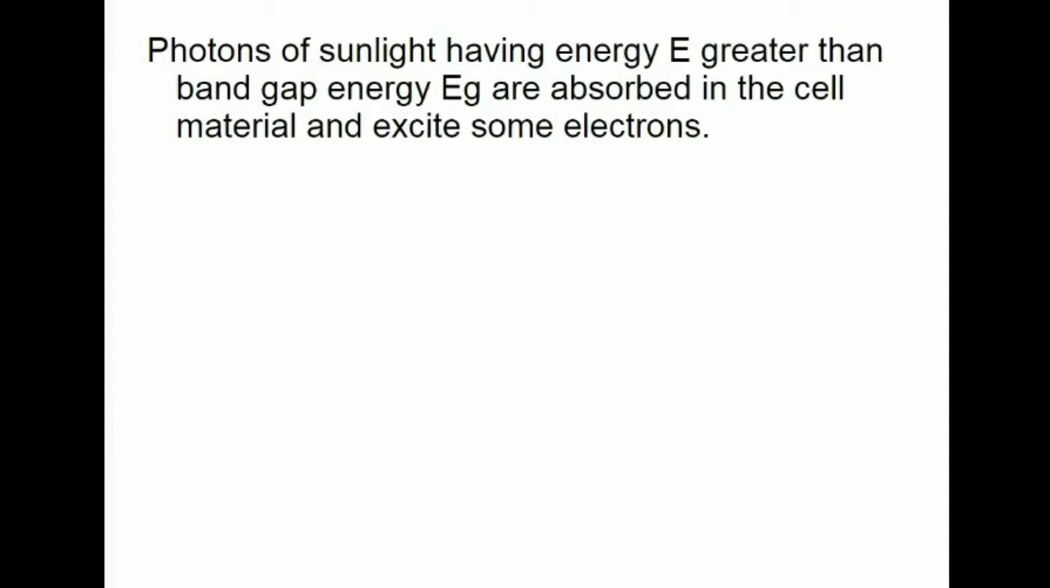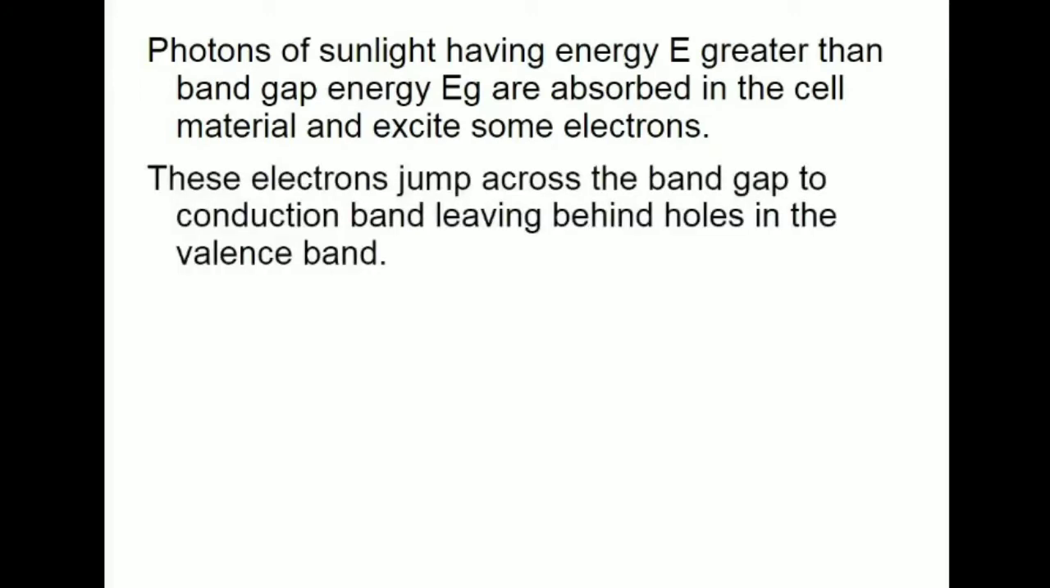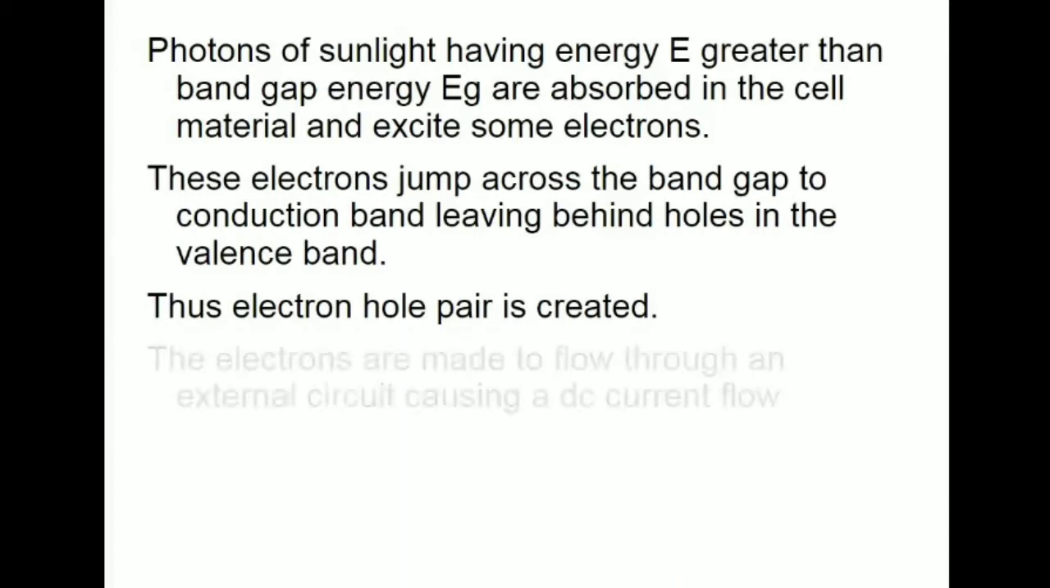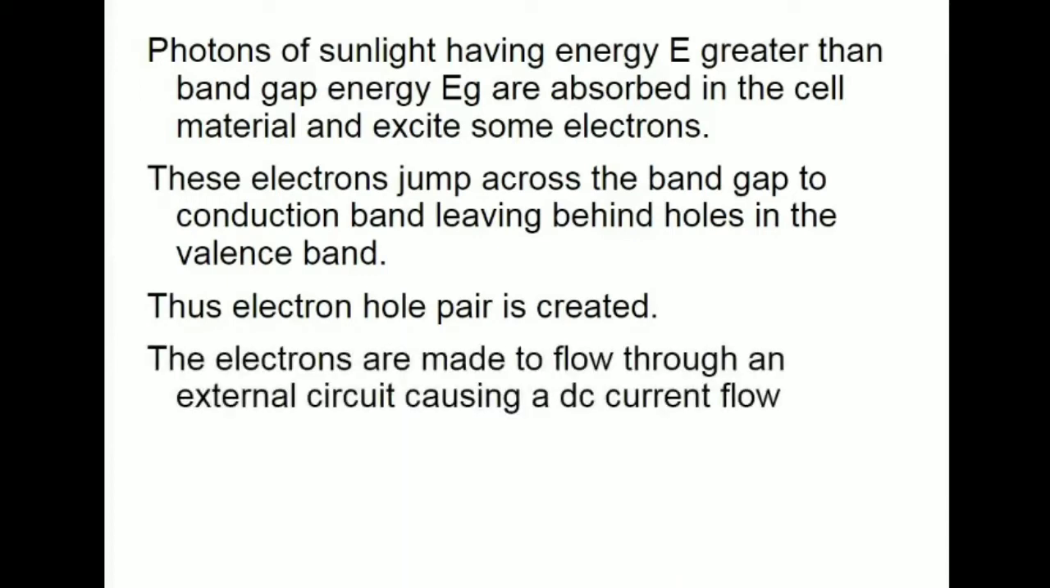Photons of sunlight having energy E greater than the band gap energy Eg are absorbed in the cell material and excite some electrons to the conduction band. These electrons jump across the band gap to the conduction band, leaving behind holes in the valence band. Thus, an electron-hole pair is created. The electrons are made to flow through an external circuit, causing a DC current flow.